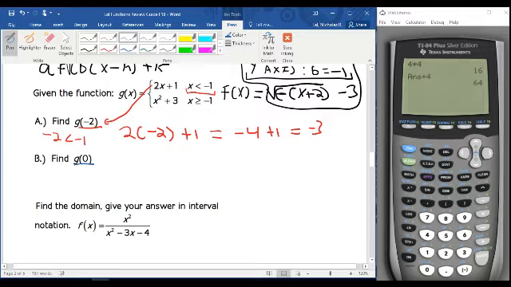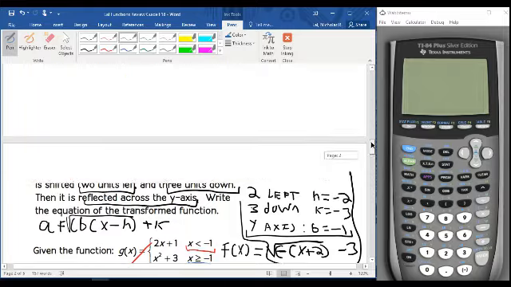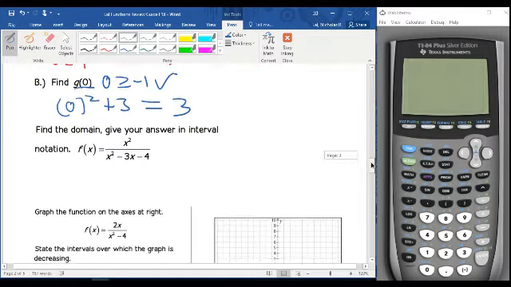Let's find g of 0. 0 is greater than or equal to negative 1. So we plug into the second function. So we'll have 0 squared plus 3, which is equal to 3. So that's g of negative 2 and g of 0.